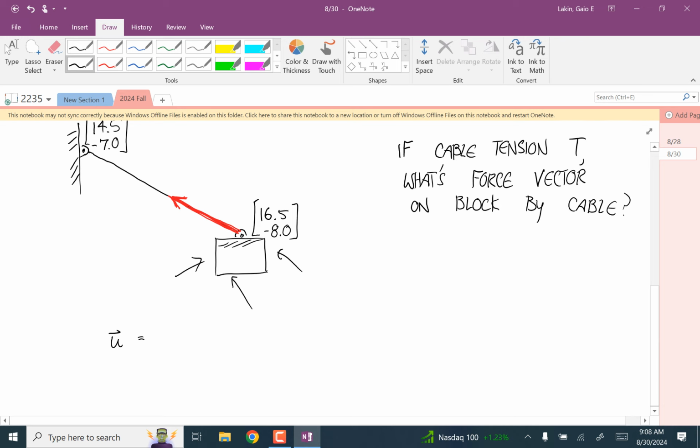Okay, so first, the vector, before we make it a unit vector, is going to be the destination point minus the origin point, and so that is negative 2, positive 1.